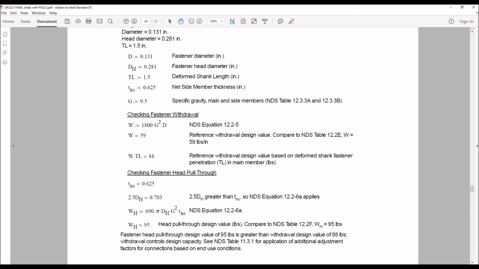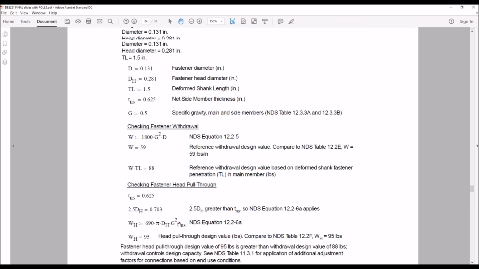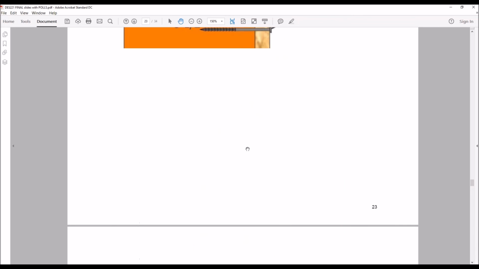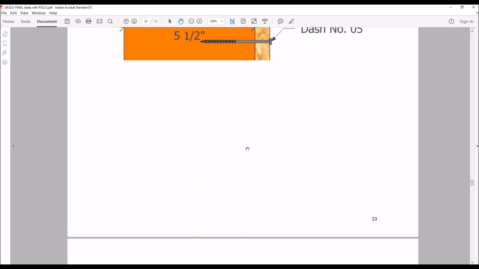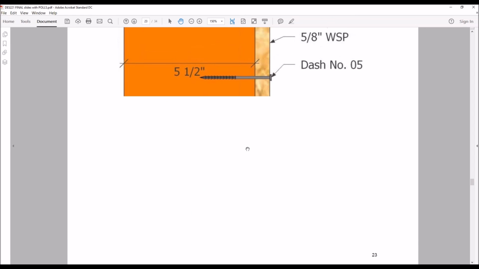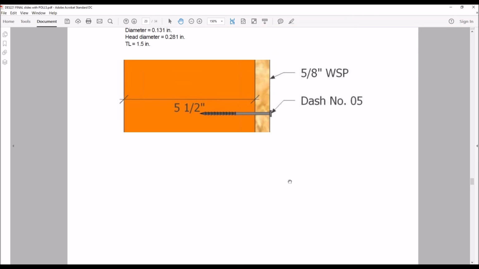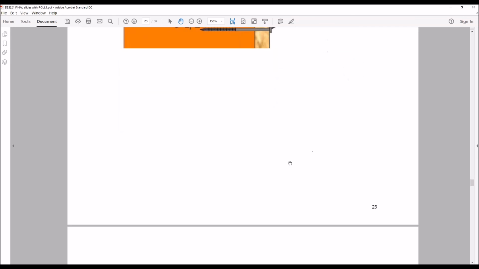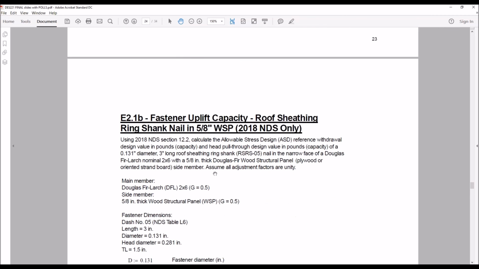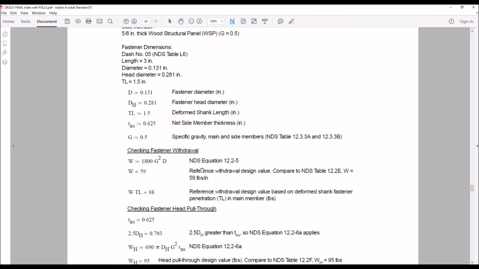So go back up a little bit to that same picture. This is a good question. Say you didn't have a 5/8 wood structural panel. What if you had a 2x member that was thicker and went into the threads? So the length. Yeah, that's a good question. Let's look at our next pictures. I think it'd be a little easier to visualize on this one.